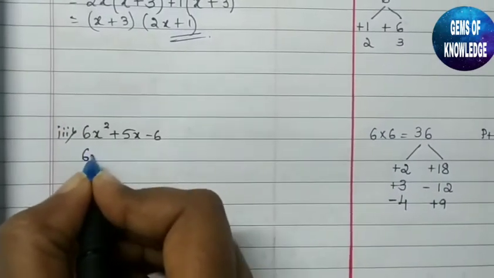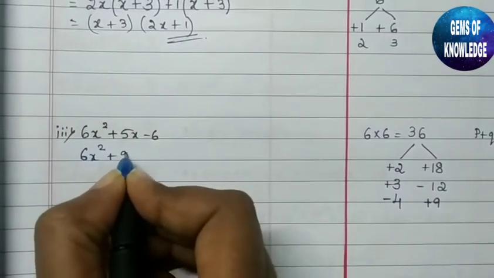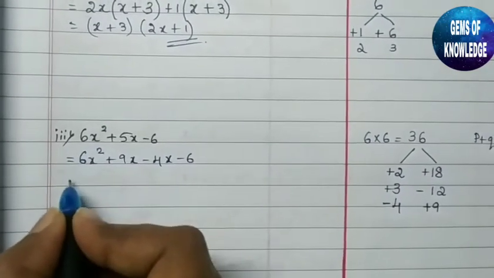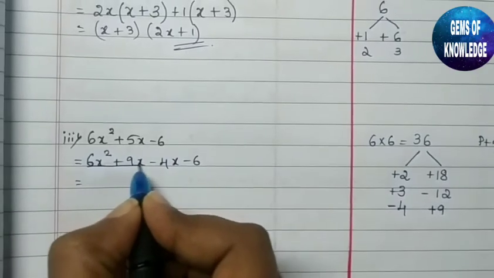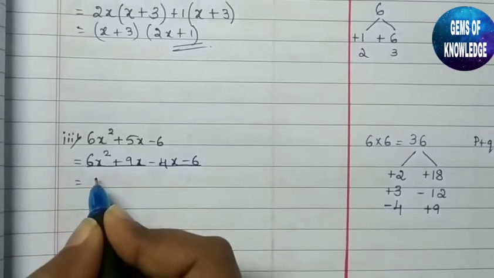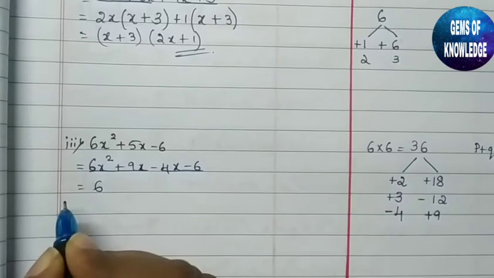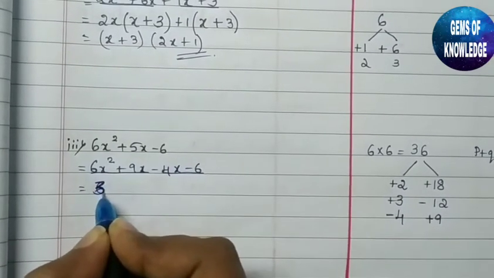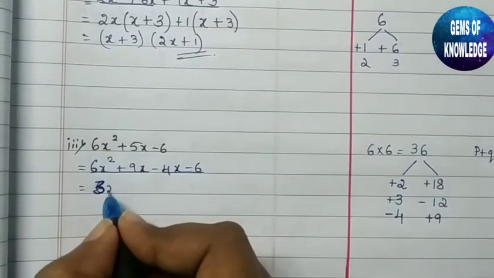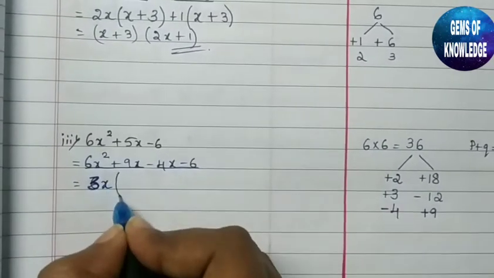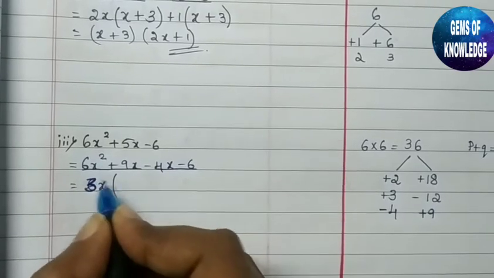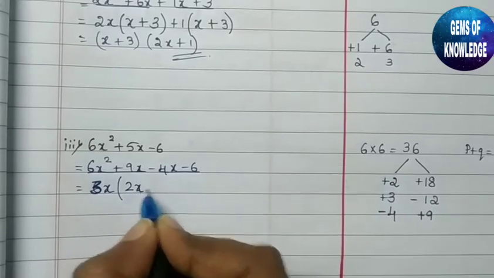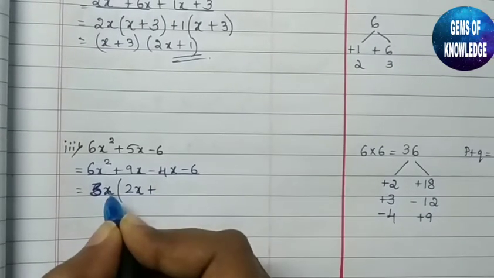So let us write 6x square plus 9x minus 4x minus 6. Okay, so let's group here. So what we are going to get here? Sorry, we will take out 3 here. Okay, 3x we will take common. So what is remaining here if we take 3x? So 3, how much is 6? 3 2s are 6, and one more x will be remaining. Plus 1x already we have taken outside.